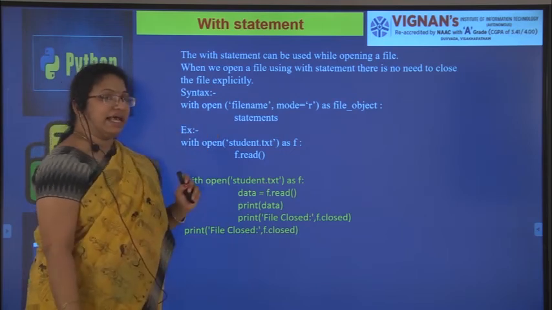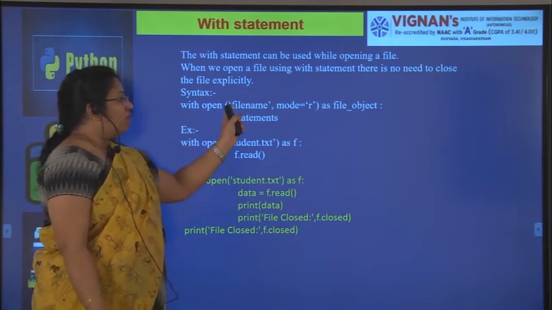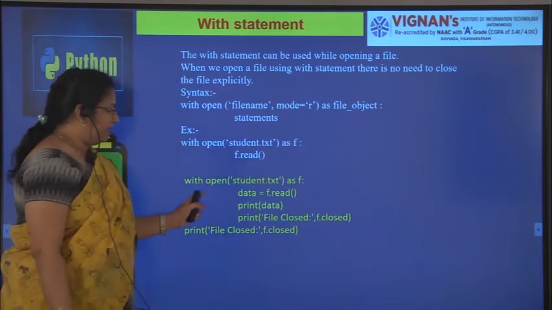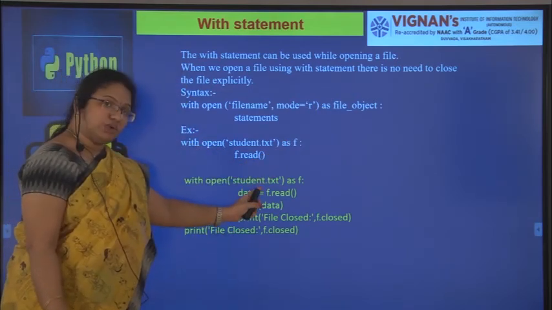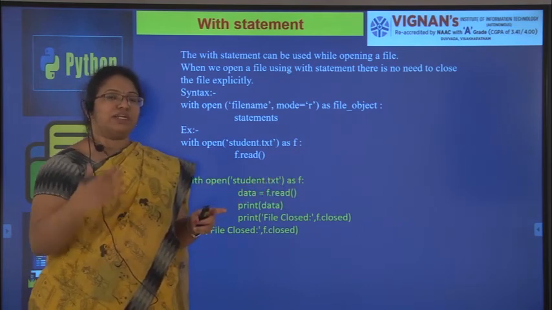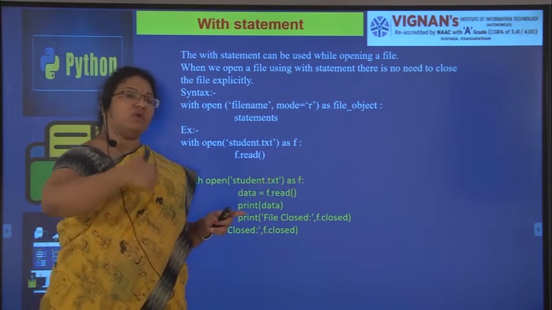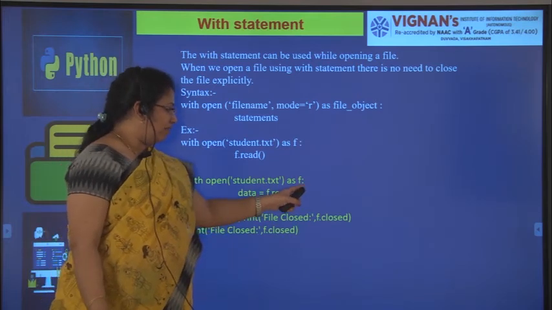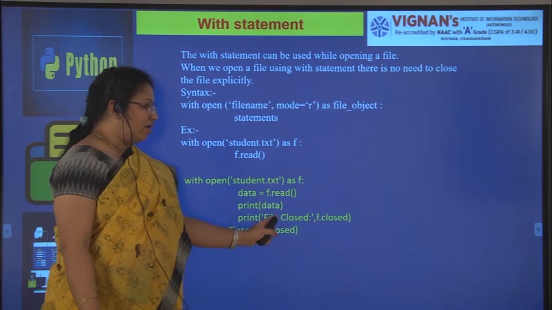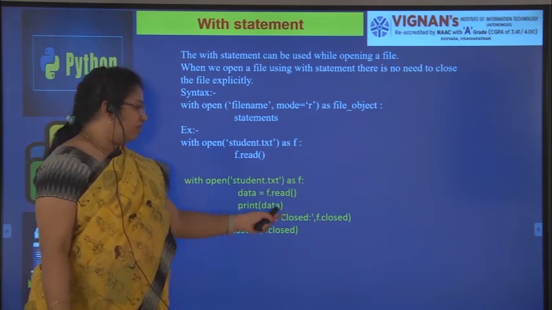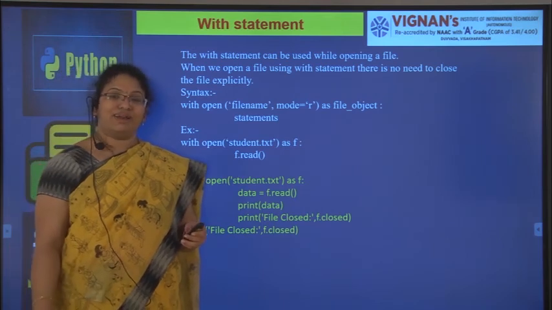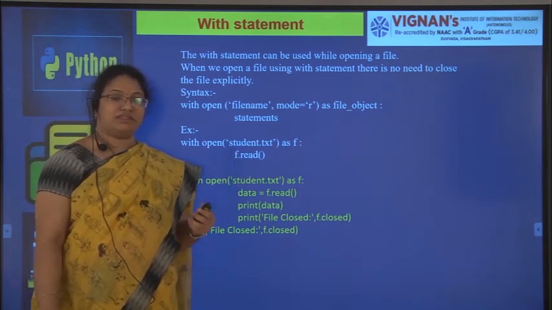Now, what is the syntax that we have to use? With open, then the file name, and again I have to mention the mode of the file. See here, I am writing with open, I want to open the student file and I have to write the file object. Why are we using this file object? To perform operations, I have to get this object, no. So data is equal to f.read for reading the contents of the file, and now I am going to display the contents. Now if you use the closed attribute, it shows the file has been closed. This is about your with statement.